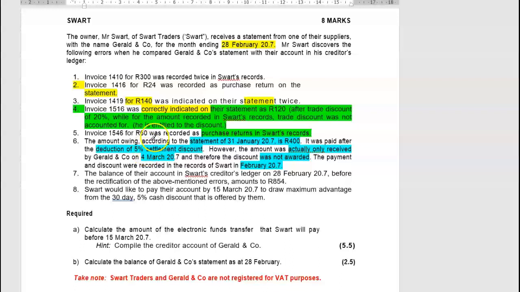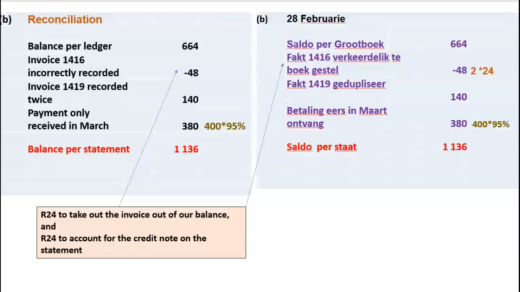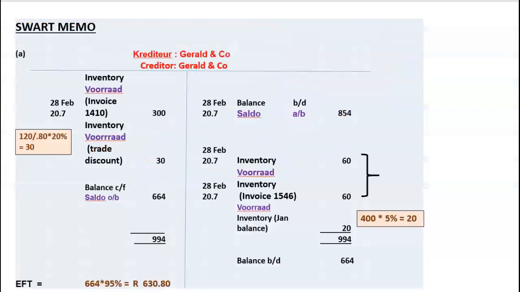But we have already paid 380 of the 400 Rand, so therefore we are only going to pass this entry here in the account of 20 Rand. The difference between the 400 and the 380. And it will go against inventory. Good. So now we have reinstated this balance. That 20 Rand is a credit, so that will increase our closing balance in his account. So we still owe the creditor that 20 Rand.